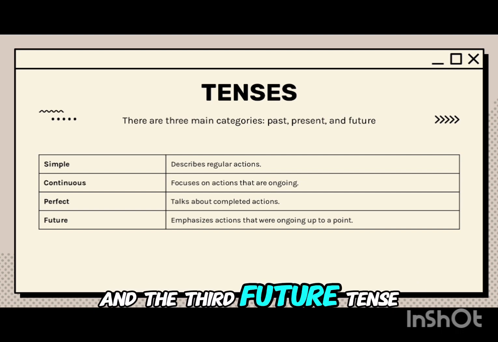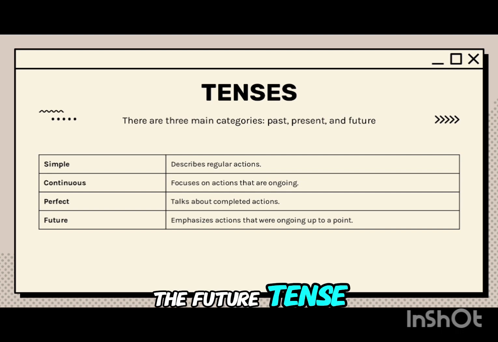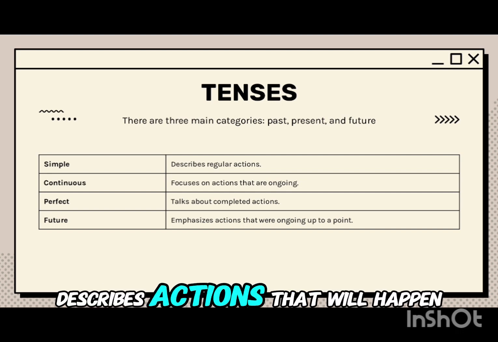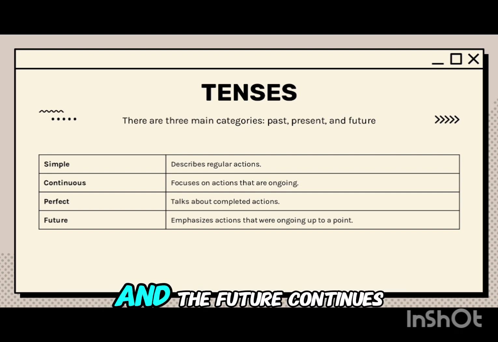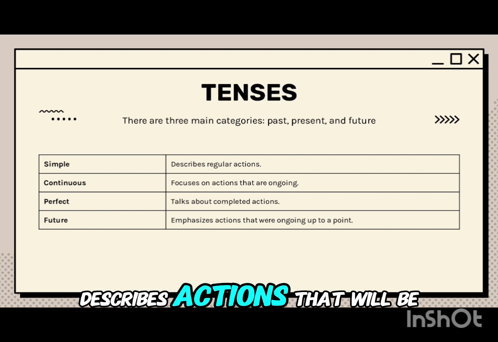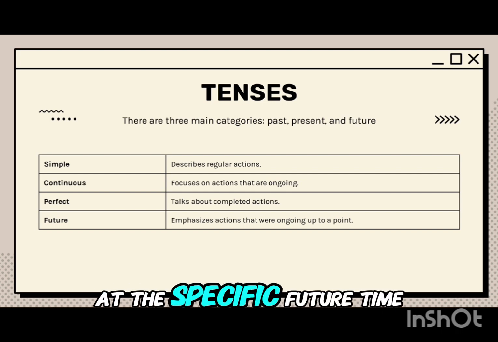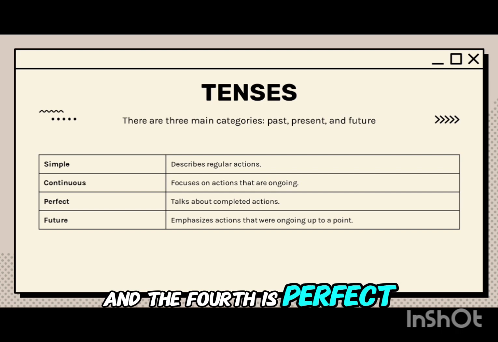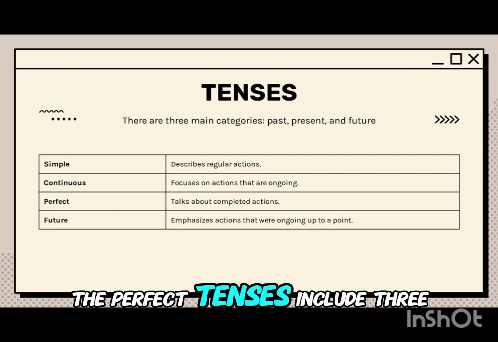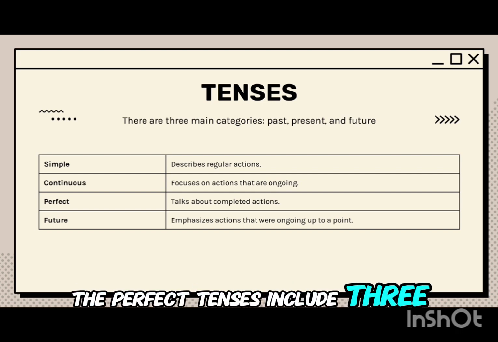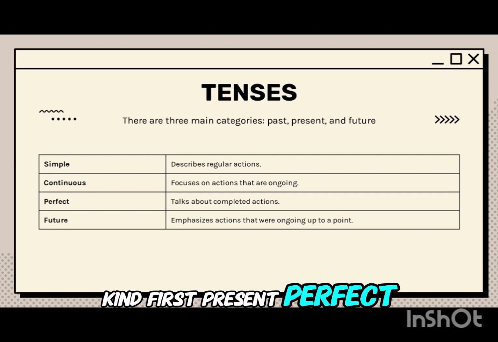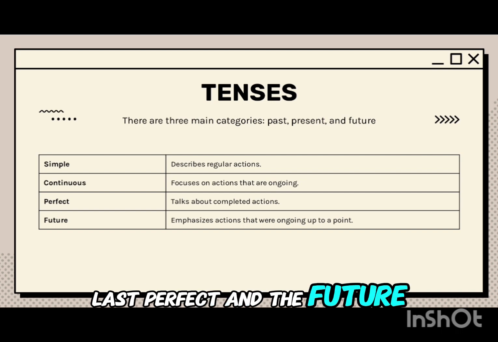And the third, future tense. The future tense includes simple future and the future continuous. The simple future describes actions that will happen in the future, and the future continuous describes actions that will be in progress at a specific future time. And the fourth is perfect tenses. The perfect tenses include three kinds: present perfect, past perfect, and future perfect.